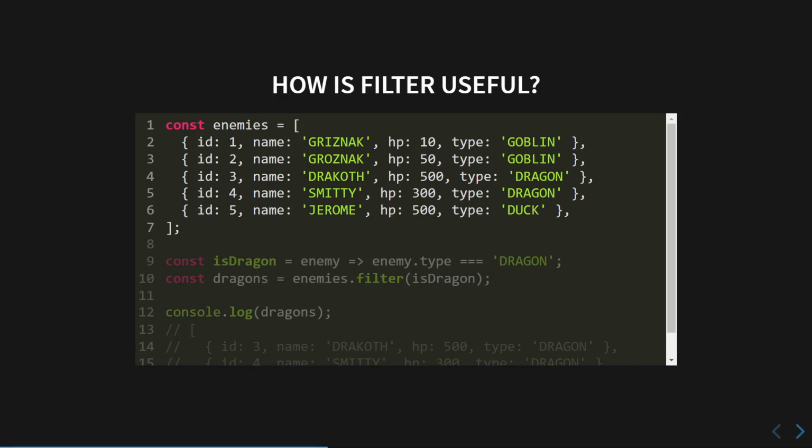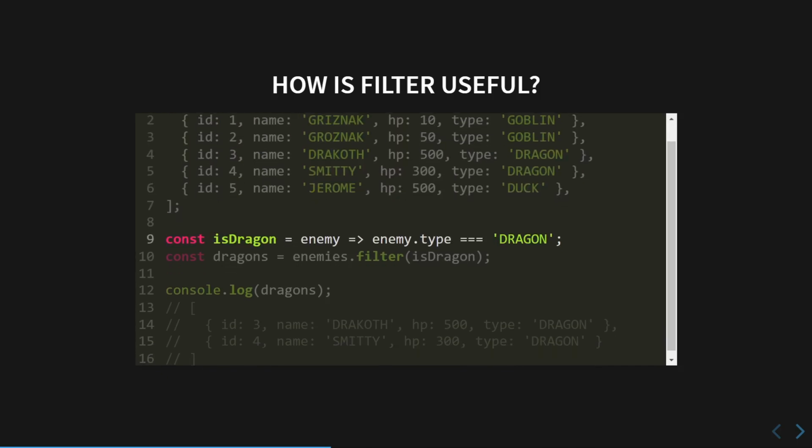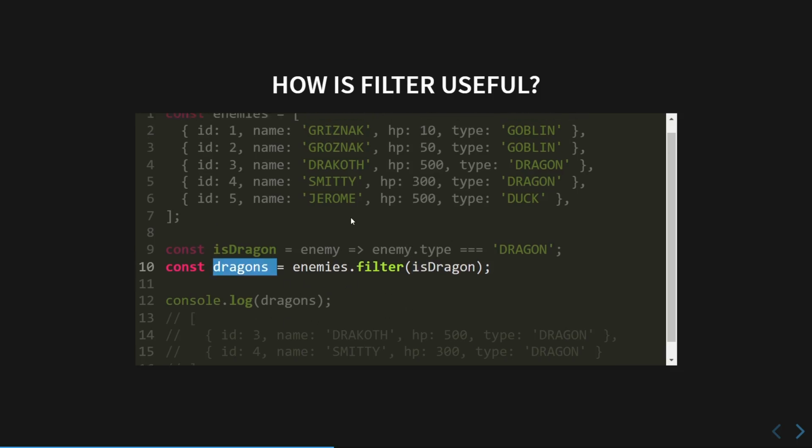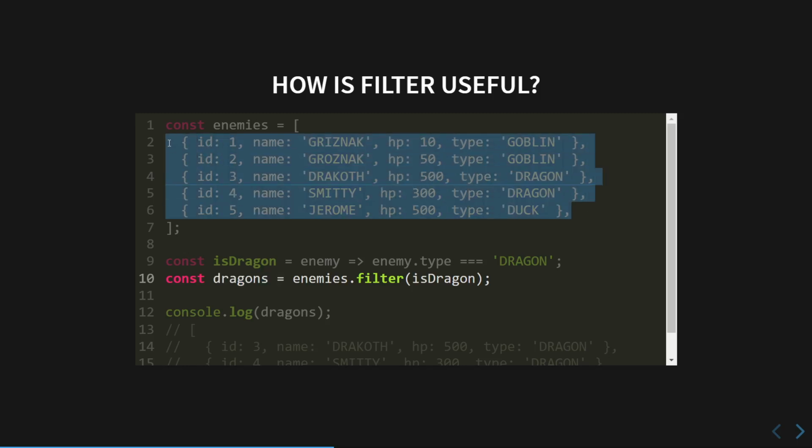So using the same enemies as before, say for instance someone asks you, okay, that's cool, maybe it has 1,000 elements and you want to get only the dragons. Well, all you have to do is define an isDragon function. It's a predicate function that takes an enemy and says, is the enemy type equal to dragon? And now all we have to do is call enemies.filter with isDragon, and this will return a list of all of these objects where the type is equal to dragon.